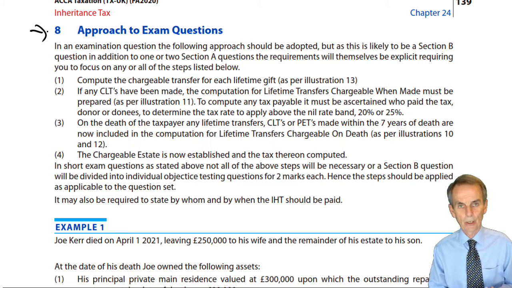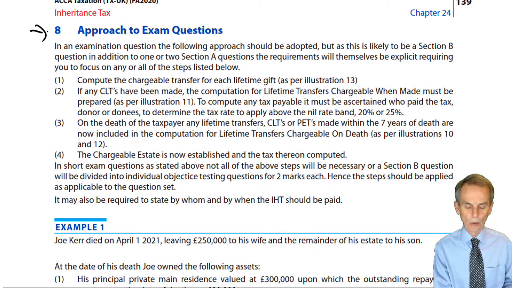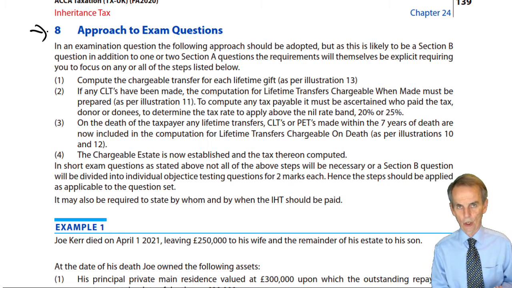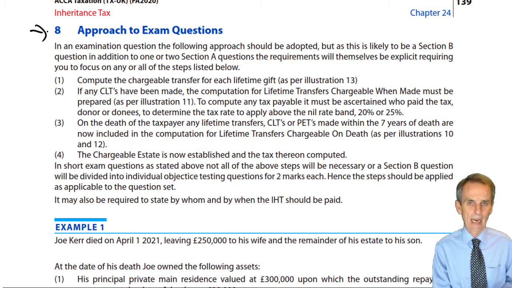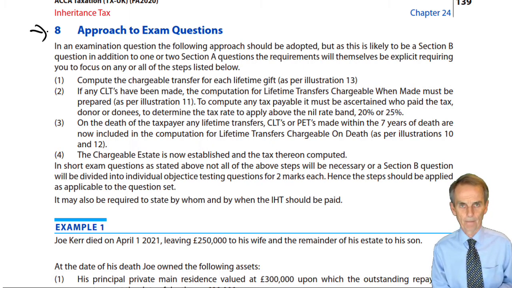Once that one is done, looking at the date of death of the taxpayer, that demands next Lifetime Transfers Chargeable on Death. What is included there? How do we put that computation together? Go back, revise those computations. For lifetime transfers chargeable when made, just your CLTs, and lifetime transfers chargeable on death, both PETs and CLTs there.